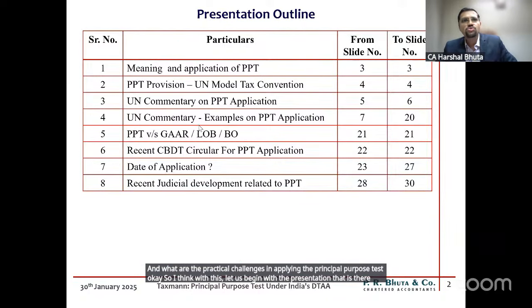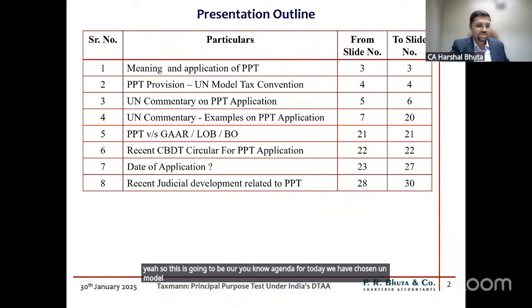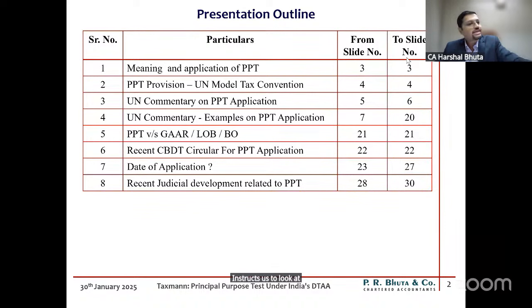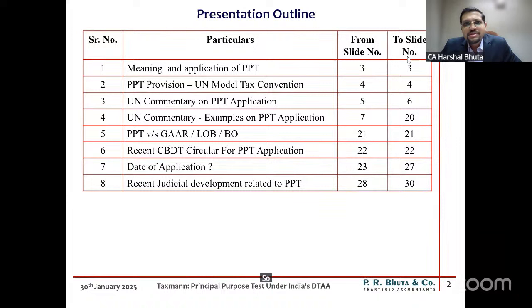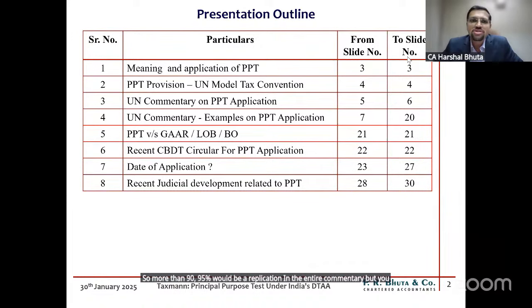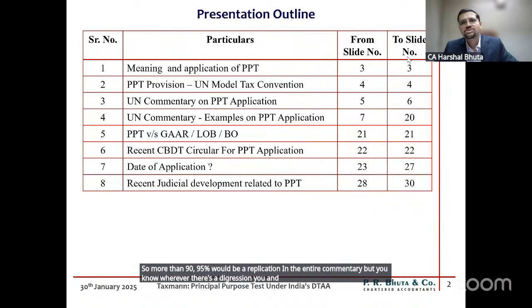Yeah, so this is going to be our agenda for today. We have chosen UN Model Tax Convention specifically. Why? Because the CBDT circular instructs us to look at the UN Model Tax Convention and not the OECD. Now, you may ask me, what's the real difference between the UN and OECD Model Tax Convention commentary? More than 90-95% would be a replication in the entire commentary, but wherever there's a digression, and UN has many digressions from the OECD model, that is where the UN model comes into play.